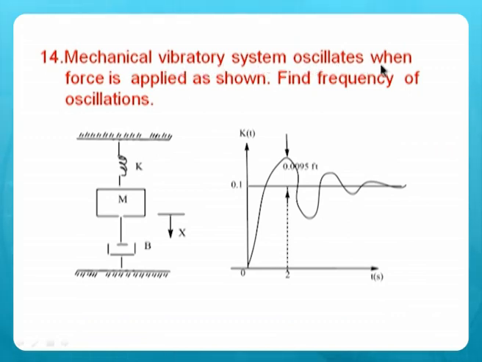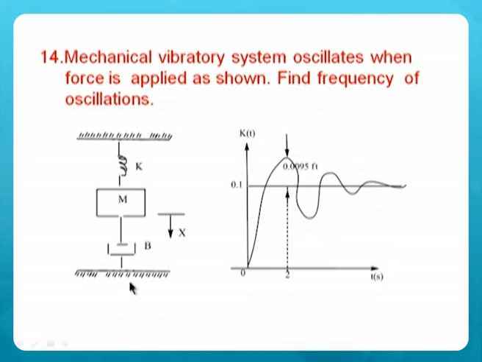It oscillates when the force is applied as shown. You can see it is a translatory mechanical system. It consists of mass and the spring constant K and friction component, that is damping factor beta, and it has a linear displacement of x. So it is a translatory mechanical system.